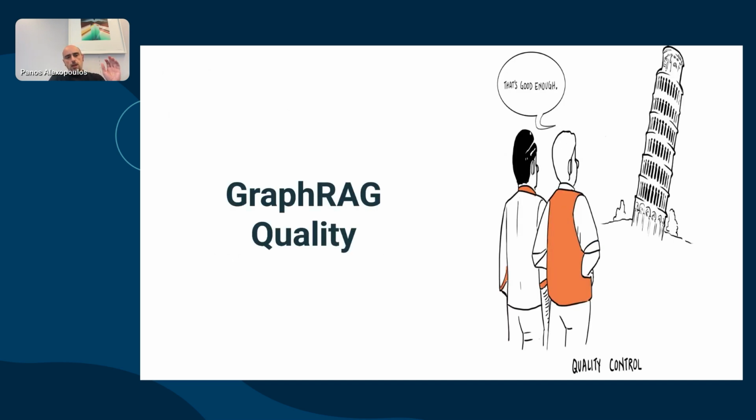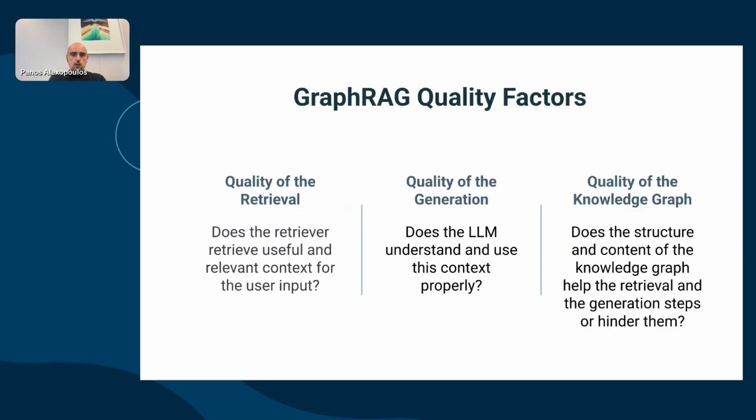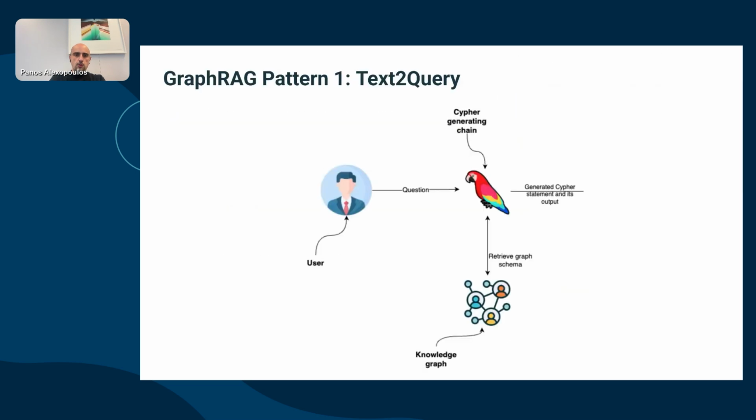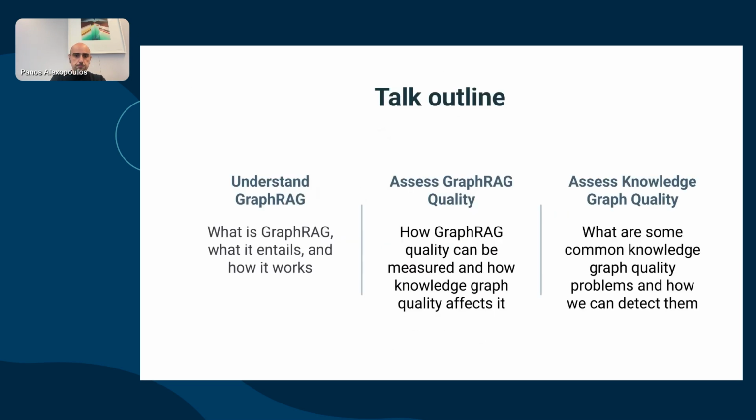Now, GraphRAG quality. How can we assess whether a GraphRAG system works well for us? There are three quality factors that we need to consider, right? If I go back, we'll see that when we have a RAG system, we can view it as end-to-end, so question and answer, but it also has three important components. It has a retriever, it has a generator, and it has an external knowledge. The quality of each of these components will inevitably affect the overall quality of the system.